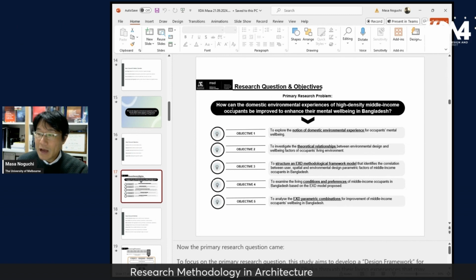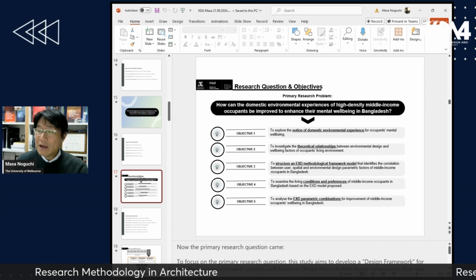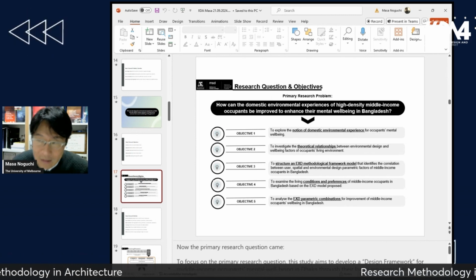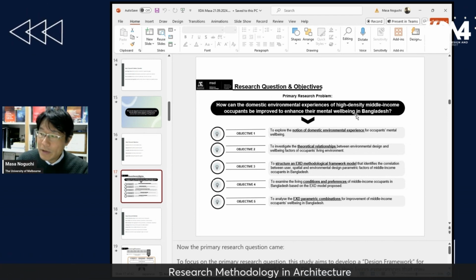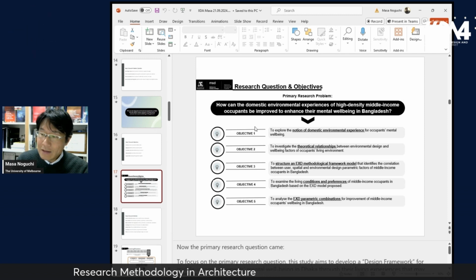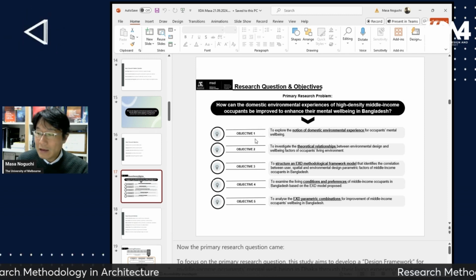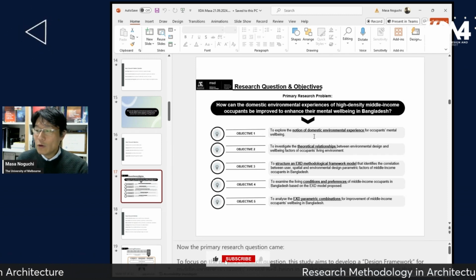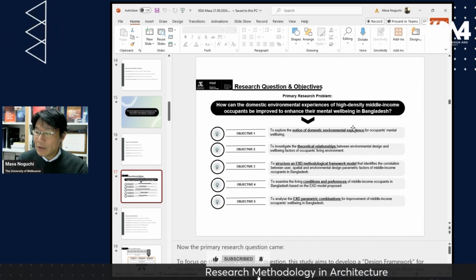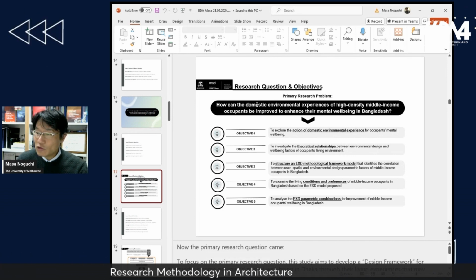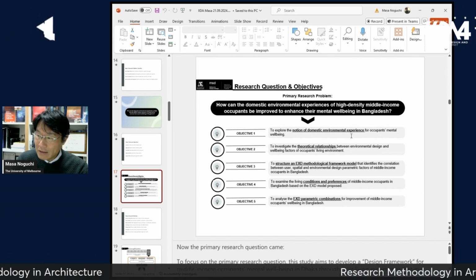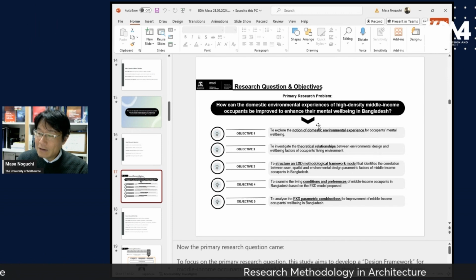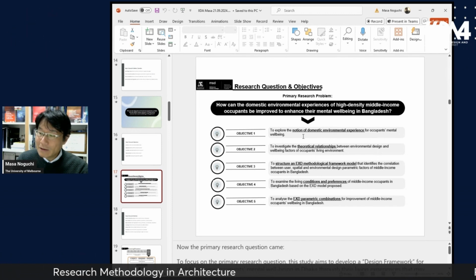I'll just repeat: how can the domestic environmental experience of high density middle income occupants be improved to enhance their mental well-being in Bangladesh? Objective one is to explore the notion of domestic environmental experience. It says domestic environment experience in the research question. What does it mean by that? He wanted to define the domestic environment experience for occupants' mental wellness.